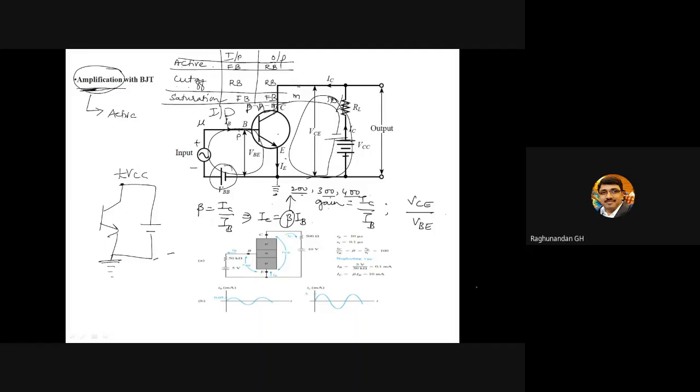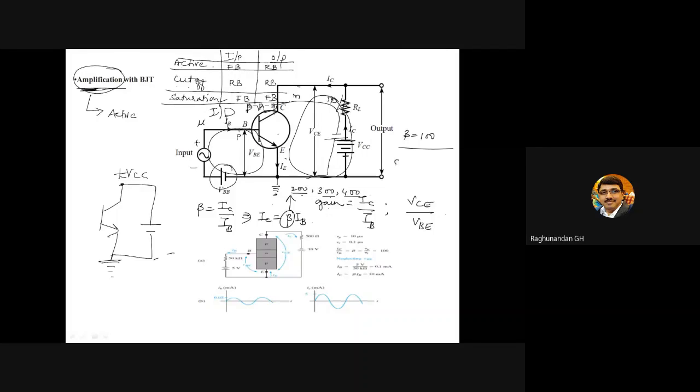So micro is converted to milli, which means we are getting amplification. How did this happen? Because of the transistor gain. When you go to buy a transistor, they'll ask you how much gain you are expecting. So you tell them you need a gain of 100. Then they'll choose beta equal to 100, and that transistor they are going to give.